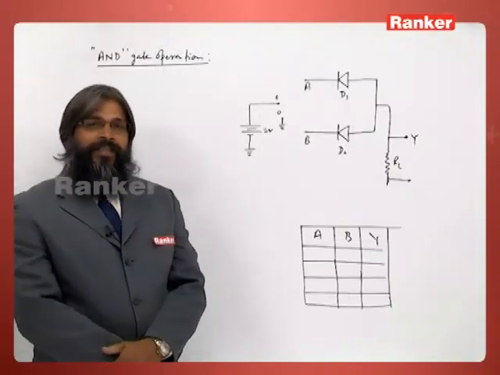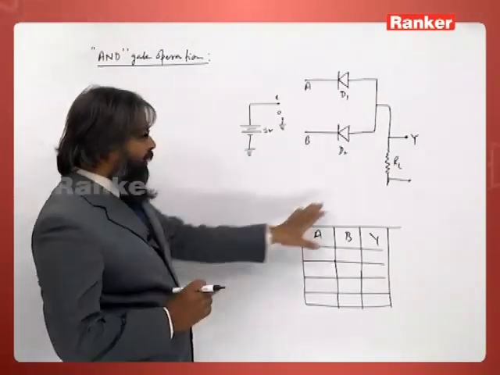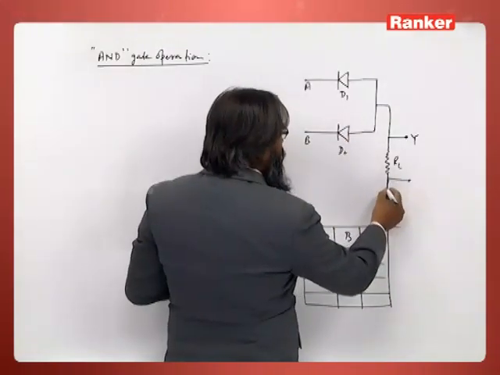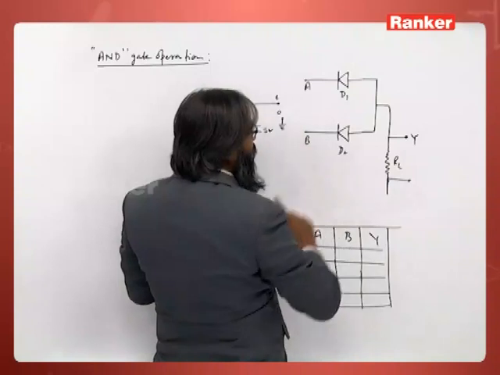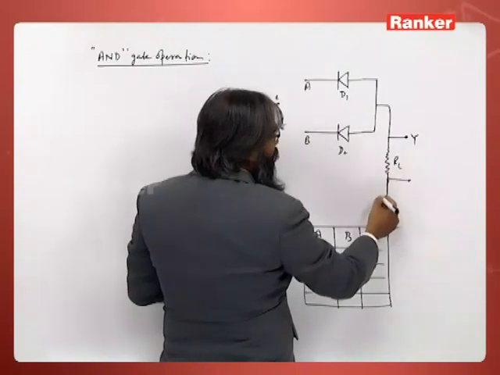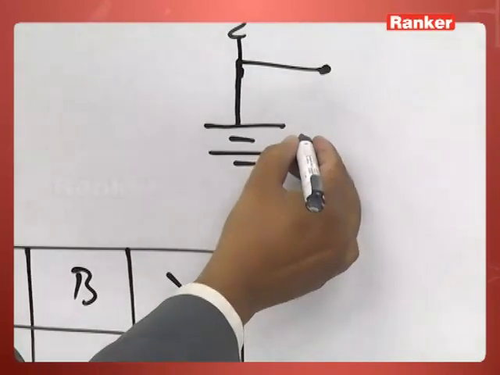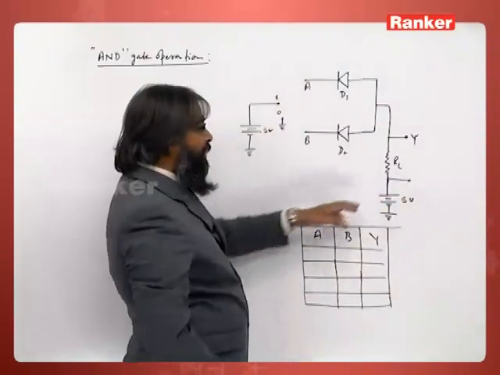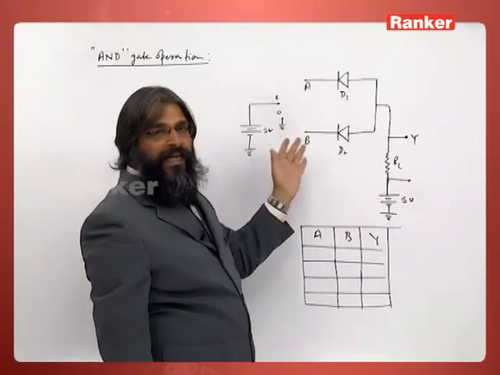So, now let us see how AND gate operation takes place. This is the truth table and this is the circuit. In this circuit, the difference from the OR gate is that we have reversed D1 and D2. Previously P was this side, now P is this side, and previously it was earth. Now we have connected this to a cell. Suppose this is a 5 volt cell and then this terminal is earthed. So, this is the difference between OR gate and AND gate.